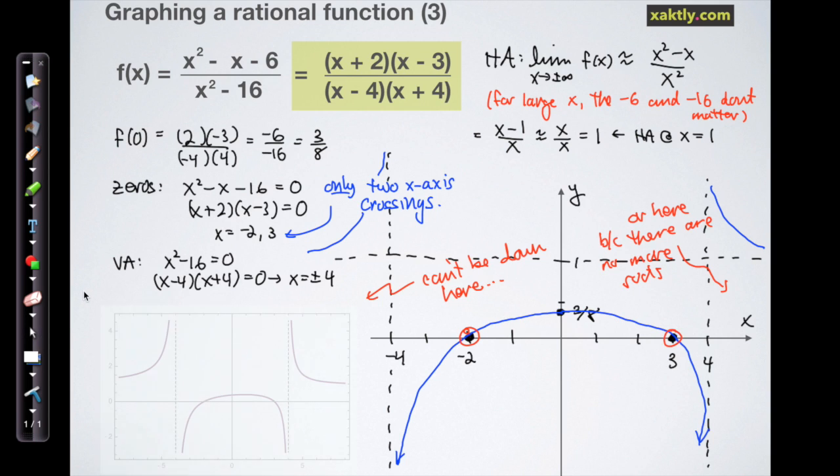And here's the calculated graph, and you can see that we got it pretty good. Our sketch looks okay. Here's your horizontal asymptote, y equals 1 approximately, and so that looks pretty good.